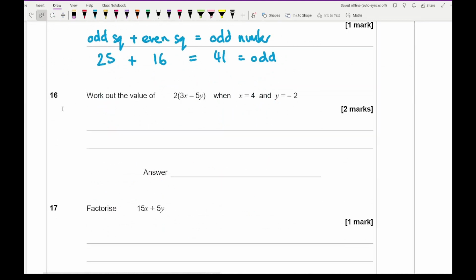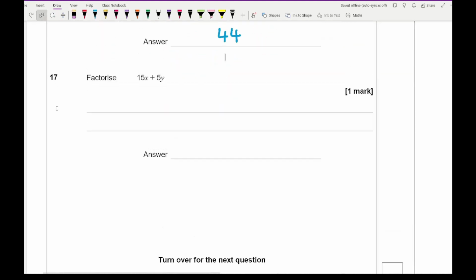Moving on to question 16, it says work out the value of 3x minus 5y when x equals 4 and y equals 2. So here I've got 3 times 4, which is 12, and 5 times 2 is 10, so it's going to be minus 10. So working this out, I've got 12 minus 10, giving me a final answer of 2.